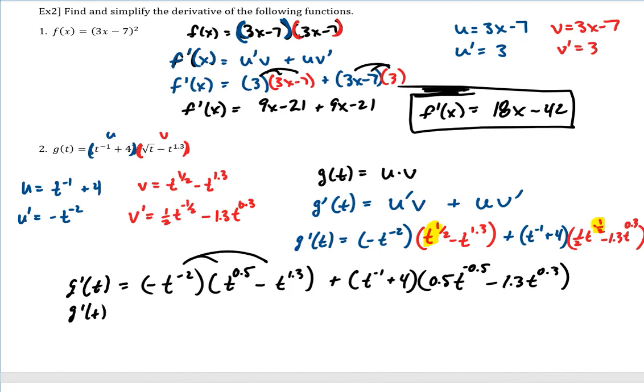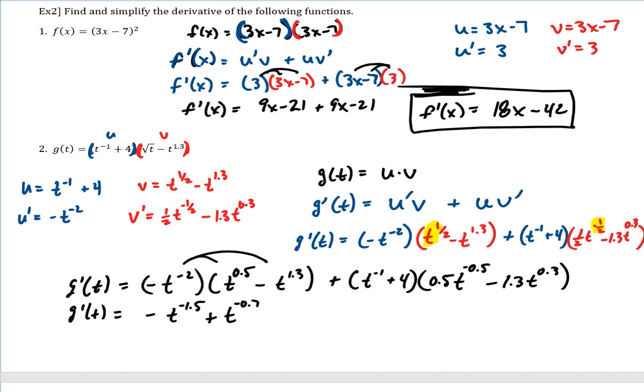Okay, so I have g prime of t is, all right, so I have negative t and a positive t, so that would stay negative t. Negative 2 and the 0.5 would add, so that would be negative 1.5. And then the negative t and the negative t is positive t. Again, these powers, the negative 2 and the 1.3 would add, so I'd have negative 0.7. And then this portion needs foiling. Okay, so this is a little worse.